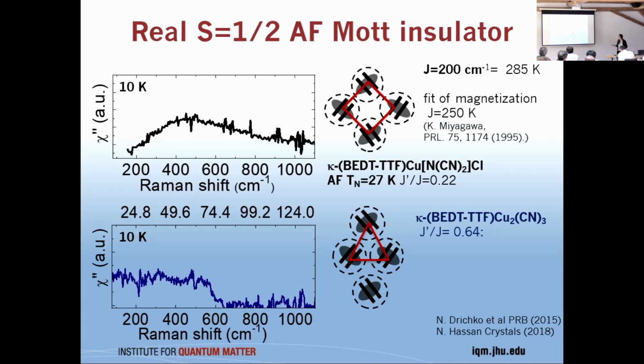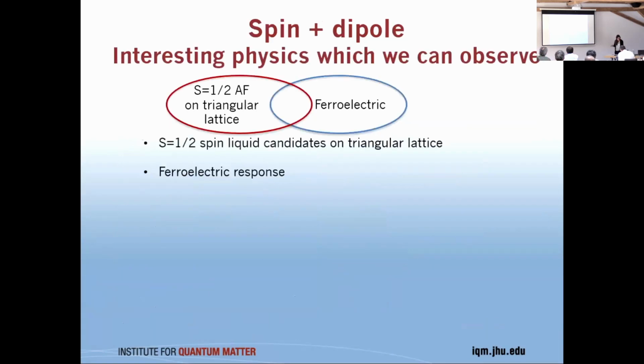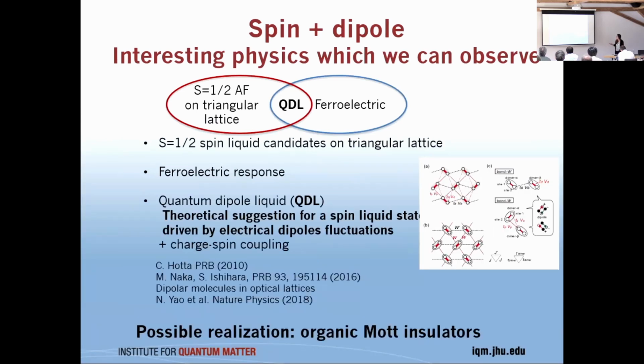Interestingly, we see magnetic excitations here. I just wanted to touch on this beautiful work, where we're thinking about how we can actually get a spin liquid from fluctuations of charge. All this theoretical work was pushed by this particular spin liquid candidate, where people saw some ferroelectric response. There's a very nice idea of the quantum dipole spin liquid, which is a heart of, I think, formulated the name.